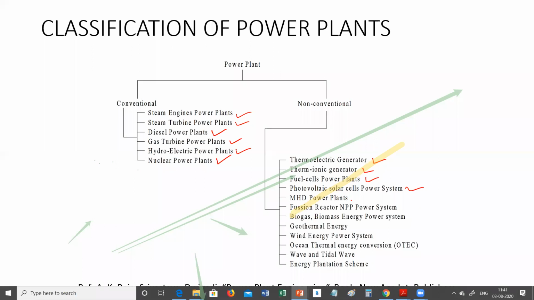After that, magnetohydrodynamic power plants. We will see that in detail later. Then the fusion reactor power system, as opposed to the nuclear power plant. After that the biogas or biomass energy power system. Here the main source is methane. After that geothermal, which means heat developed in the earth's core. After that the wind energy power system. For that we require the flow of wind.